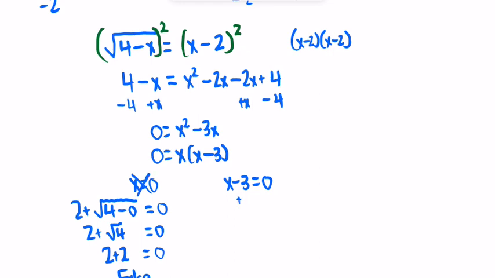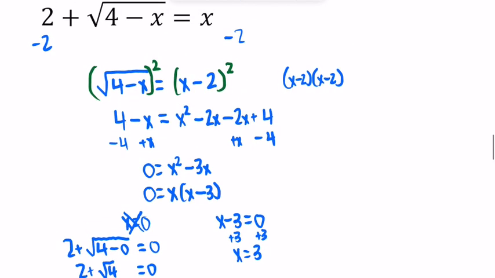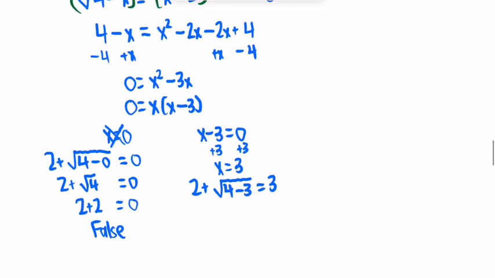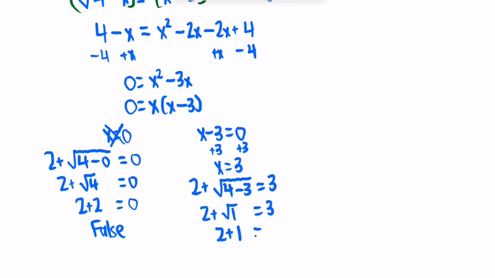The next one, we add 3 to both sides, and we have x equals 3. When we check that in the original equation, we have 2 plus the square root of 4 minus 3 equals 3. 4 minus 3 is 1. So 2 plus the square root of 1 equals 3. The square root of 1 is 1. We have 2 plus 1 equals 3, which is true. So x equals 3 is a solution to that equation.